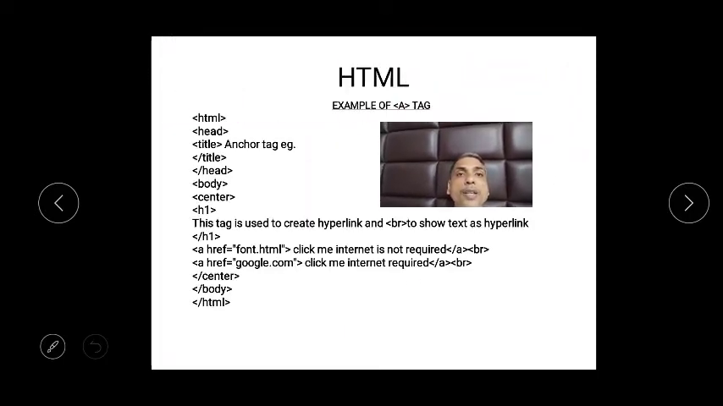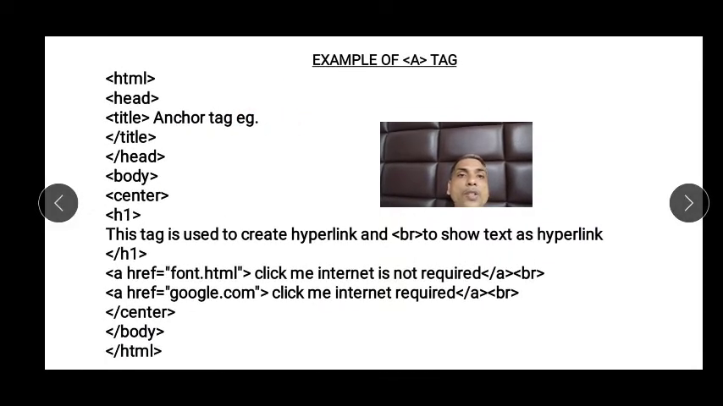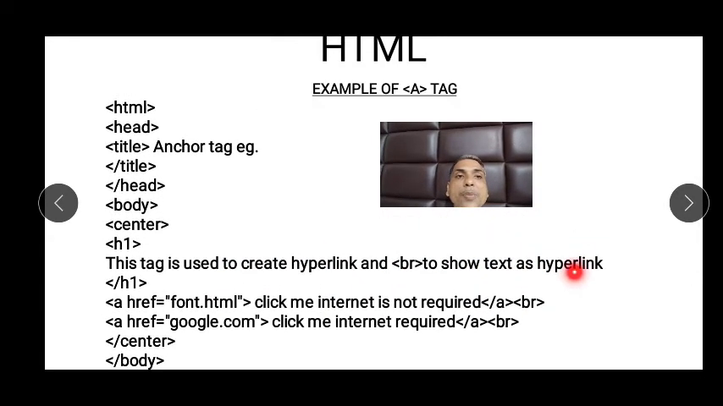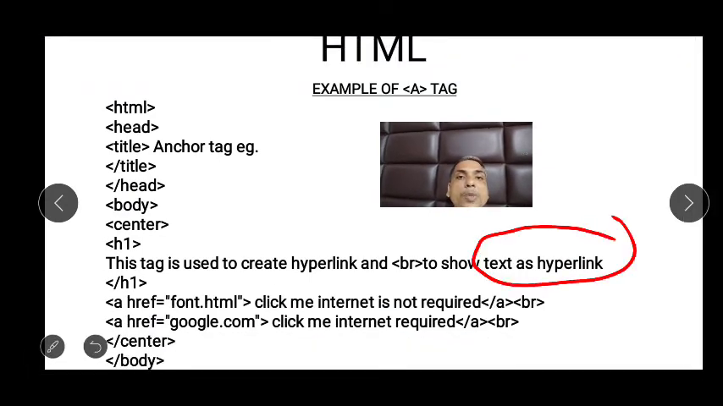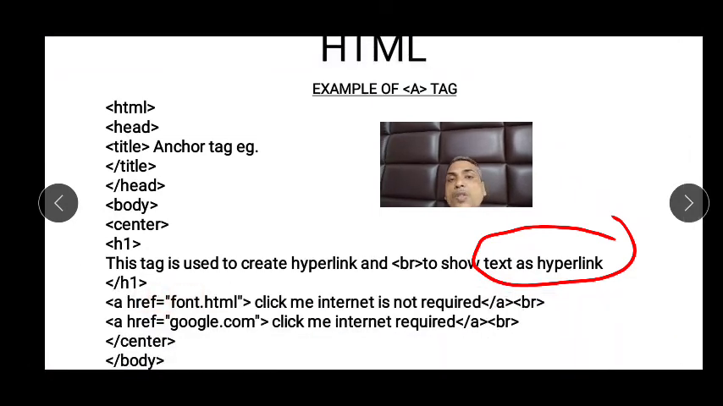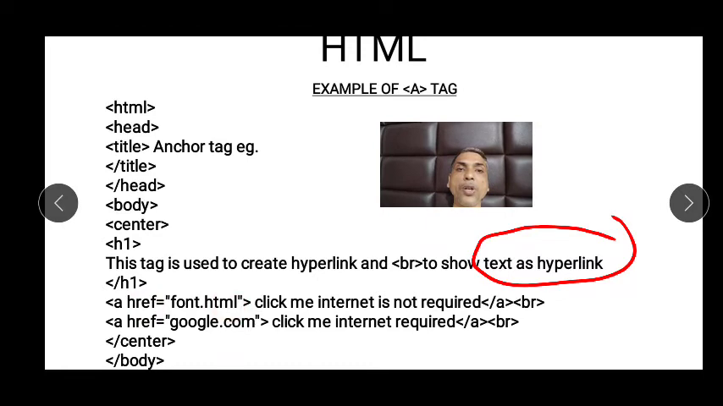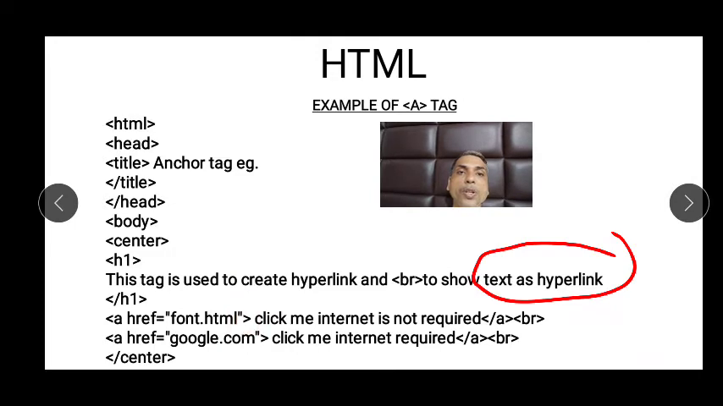Now when you go with the example, you can see that this tag is used to create a hyperlink to show the text as hyperlink. You can create many types of hyperlink, but here we have taken text as hyperlink. We have already created different files, so it's not compulsory that every time you require an internet connection. Here we have a href font.html, a file we already have in our computer. So click me, internet is not required. The A tag has to be closed.